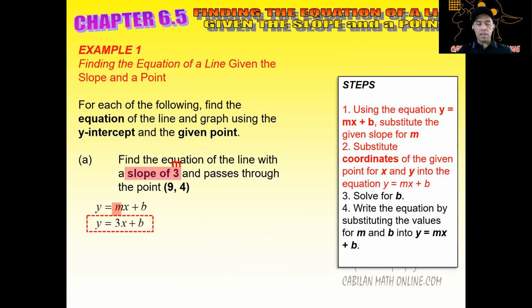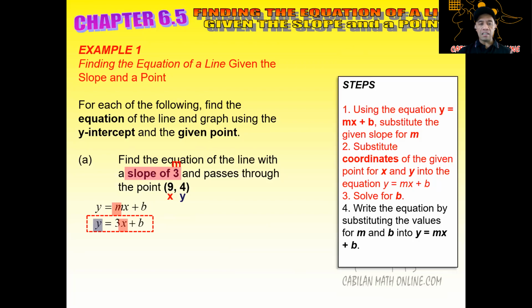So in this case over here, the 9 is going to replace the x, and the 4 is going to replace the y. Now you notice I've highlighted the letters that we're going to substitute here just so you can see exactly where the numbers are going to go. Now the point is always going to be x and y.